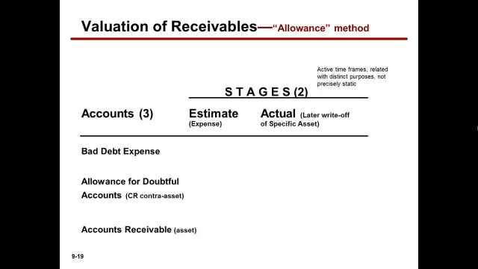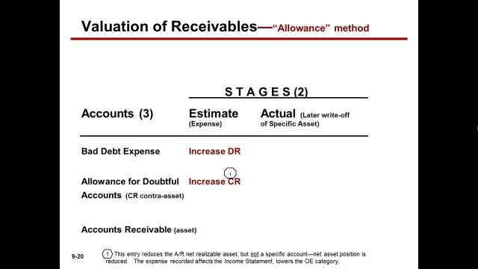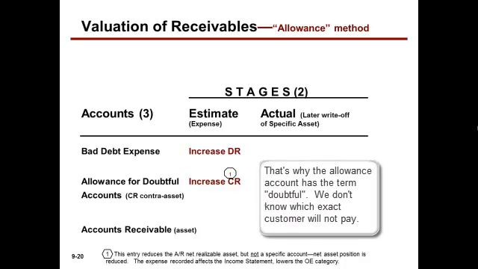These stages are active time frames. They're related but with distinct purposes. It's not precisely static. They can overlap in their various journal entries. Let's look at the first stage. The first stage, we'll recognize a bad debt expense before we learn which account will not be collected. We do this on an estimated basis because in the estimate stage, we don't know which of several hundred, several thousand accounts receivables will not be fully collected.